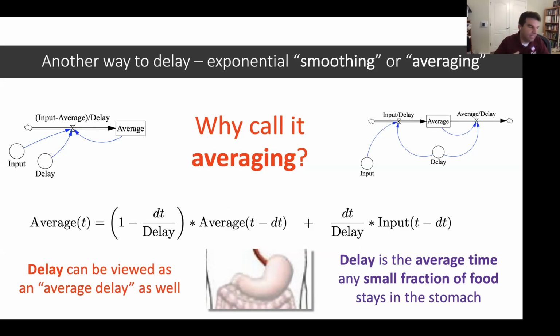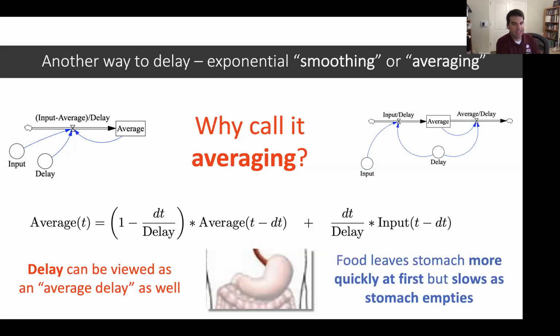So some gets in immediately, some takes a long time, but on average, the food gets into the bloodstream after 5 seconds. So some will get in in 1 second, some will take 10 seconds, but on average, it's about 5 seconds. So that's one interpretation of why we call this average delay. And so that's what I'm saying here. Food leaves the stomach more quickly at first, but it slows as the stomach empties.